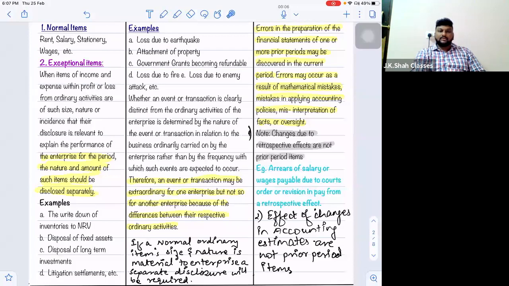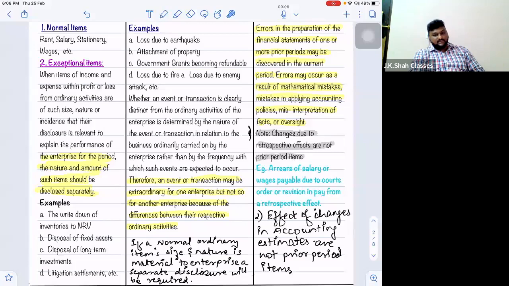Yes, Ritika. What is the difference between normal items and exceptional items? Like salary is like both. Madam, could you please read this paragraph slowly for a minute and then again come up. Just read the paragraph slowly for a minute and then come up. Again, raise your hand.